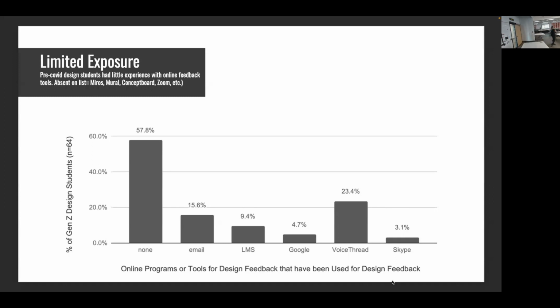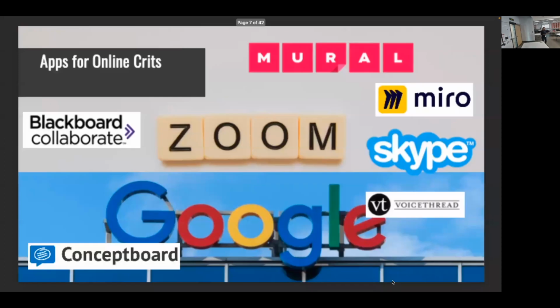Email. Seven years ago, this is how students would try to get feedback about their work remotely. They would email you, saying I have a question, and try to explain it. Learning management systems, which could be Canvas, Blackboard, or whatever. Google, very vague. Google what? VoiceThread, and then Skype. So you have all these apps for online feedback, online critique.